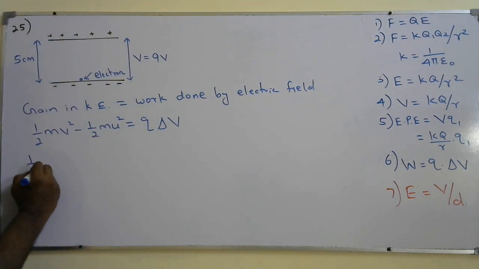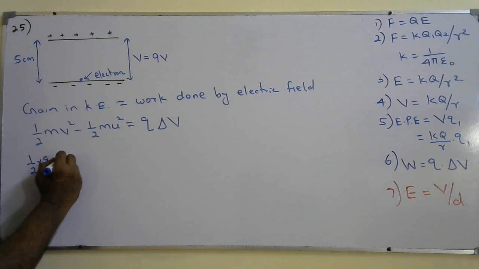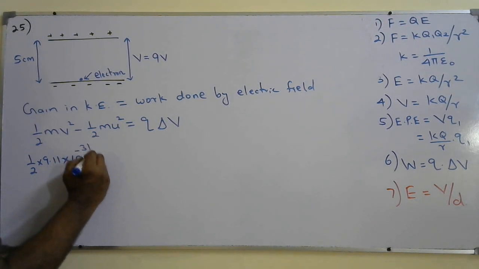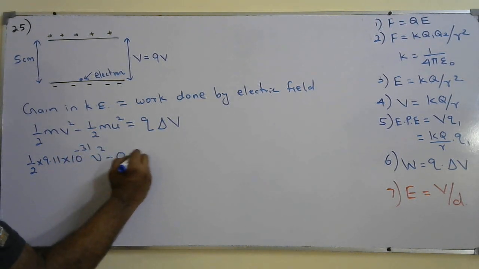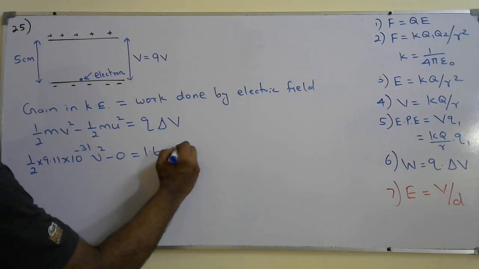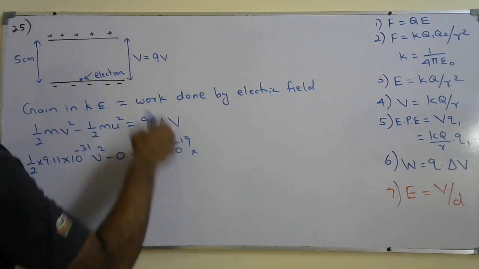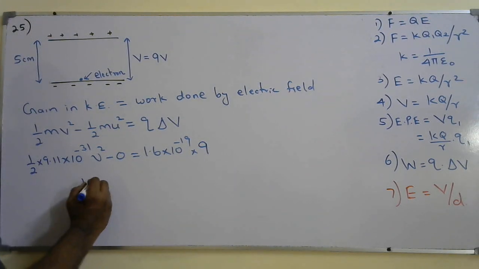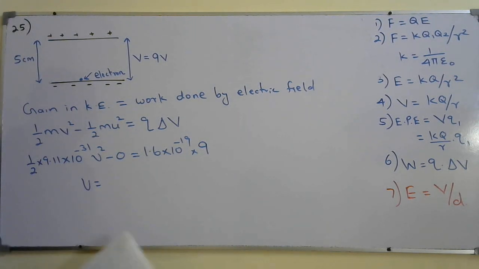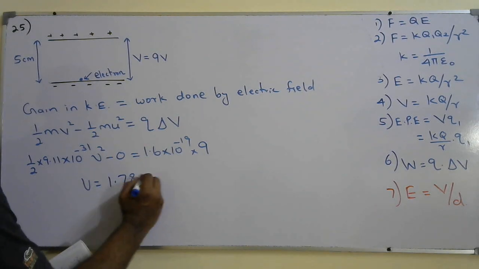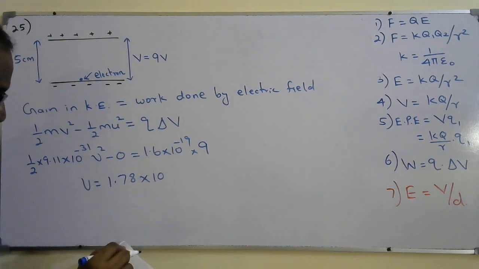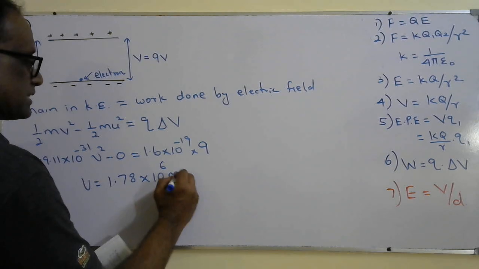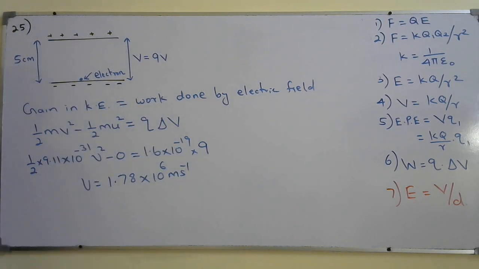So the mass of the electron is 9.11 × 10^-31, times v squared. Initially it was at rest. The charge is 1.6 × 10^-19, and delta V, the potential difference, is 9. Find v and you will get exactly the same answer as earlier: 1.78 × 10^6 meter per second. This one is shorter, the other is longer, but anyway both are correct methods.